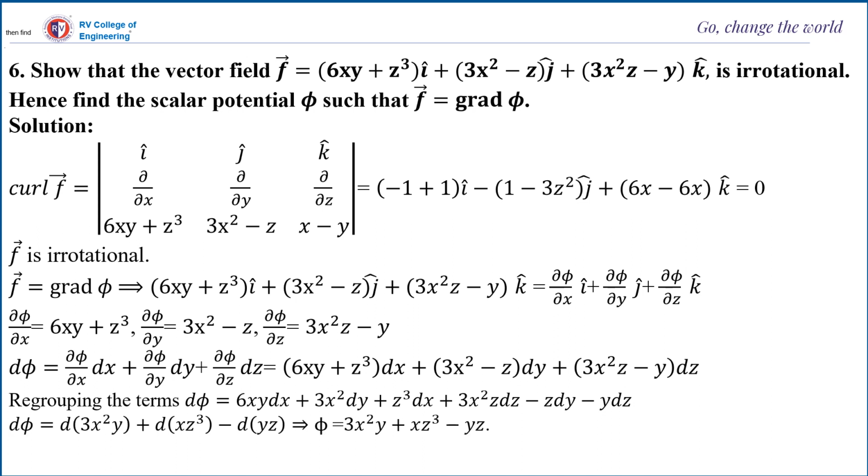Writing it as differentials, this is nothing but d phi is equal to d of 3x square y plus d of xz cube minus d of yz. On integrating, we get the scalar potential phi is equal to 3x square y plus xz cube minus yz.